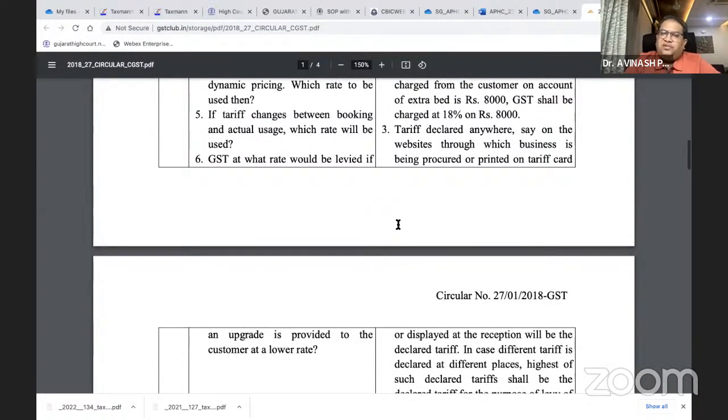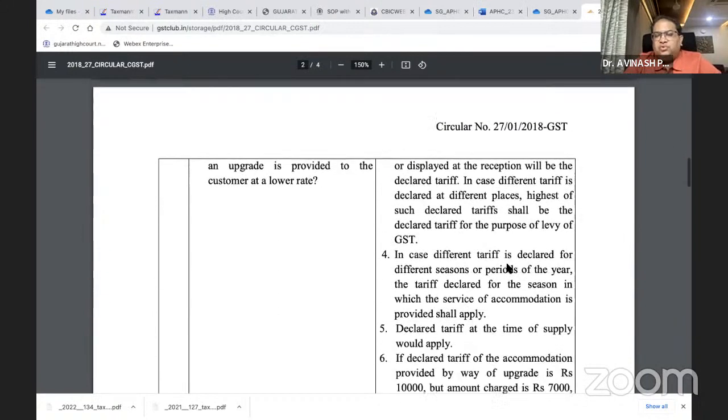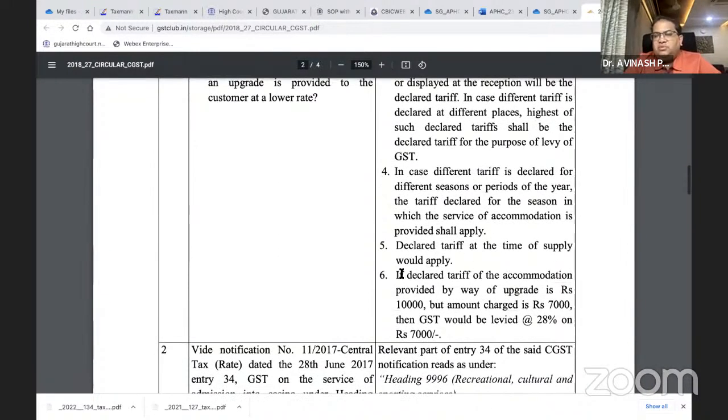Next is, if tariff changes between booking and the actual usage, what rate will be used? Say, for example, at the time of booking, the tariff is 7,000. And when you are going to use it, the declared tariff comes to 9,000 rupees. So which will be the declared tariff that will be used, whether at the time of booking or at the time of usage? Let's see the answer. Declared tariff at the time of supply would apply.